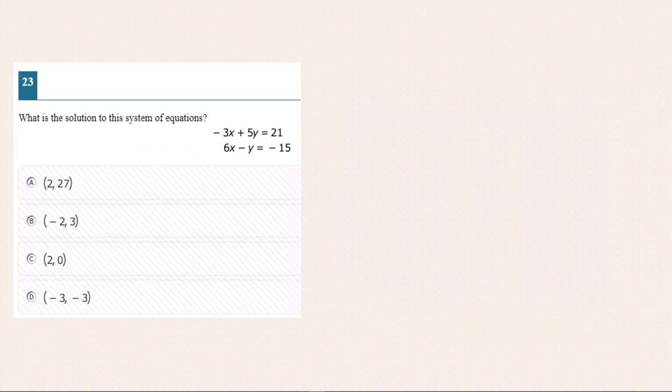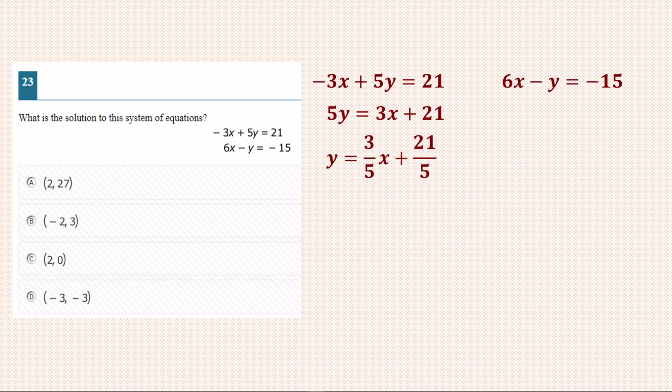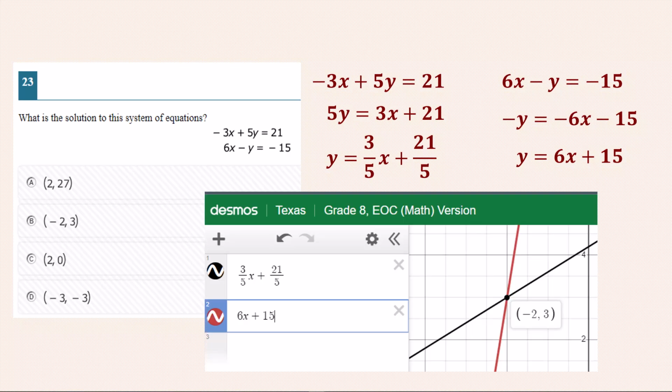Another test question shows 2 equations, both in standard form, and asks for the solution. Since the STAR test version of Desmos cannot graph equations in standard form, you must first convert both equations to slope-intercept form, as shown here. Then graph them in Desmos to find the solution, (-2, 3).